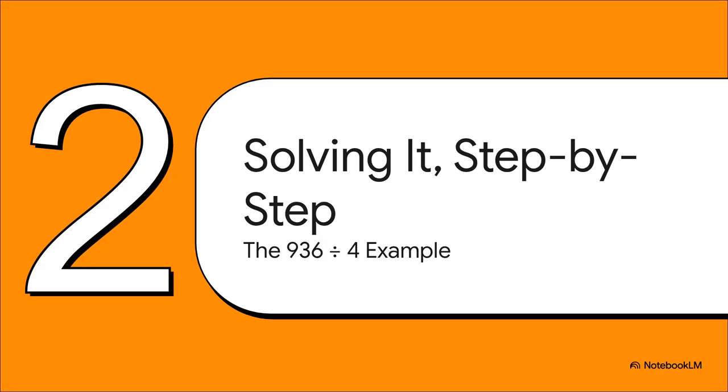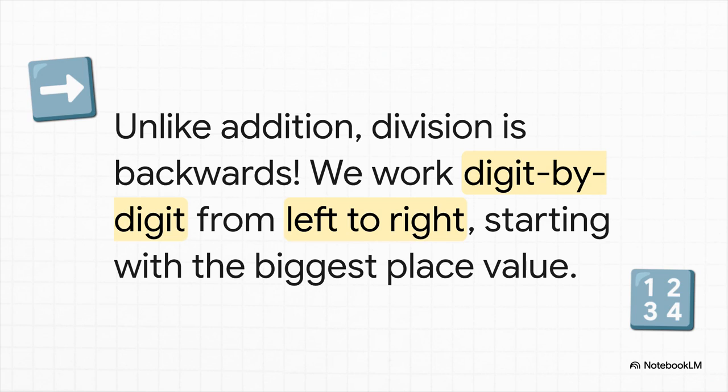All right, let's stop talking about it and actually do it. Let's walk through that first problem, taking our dividend of 936 and dividing it by our divisor of 4. And you'll see exactly how this whole thing works. Now here's something that's kind of wild. It's basically the opposite of how we learn to add, subtract, or multiply. For those, we always start on the right side, with the ones place. But with long division, we flip it. We start all the way on the left with the biggest numbers first.